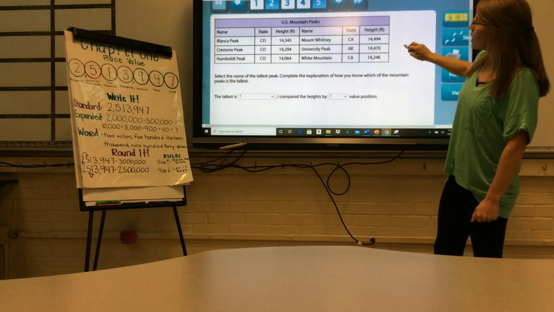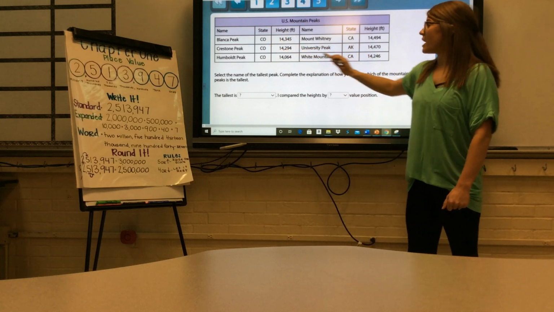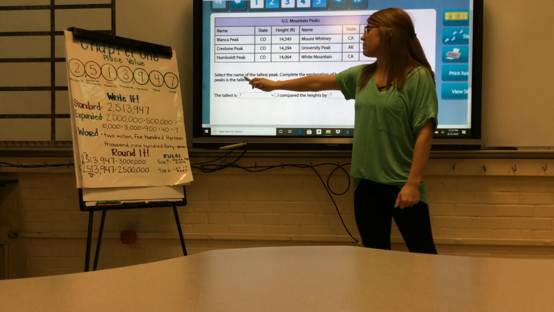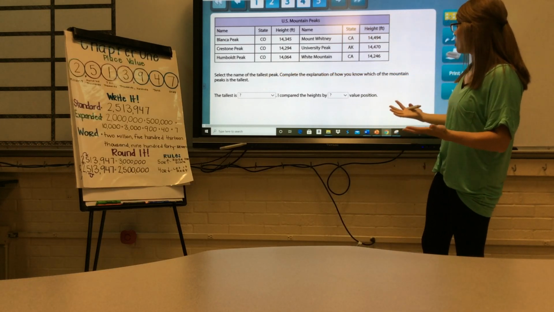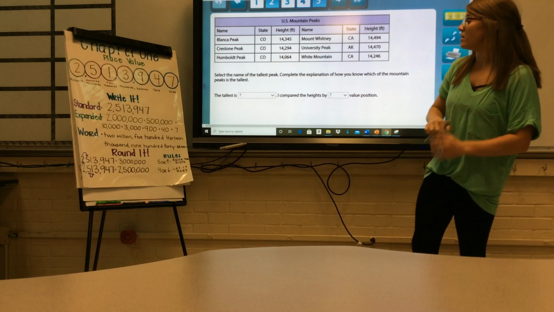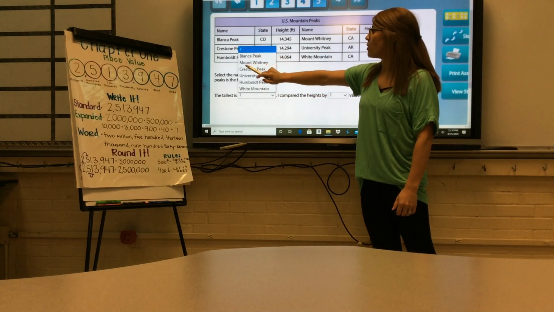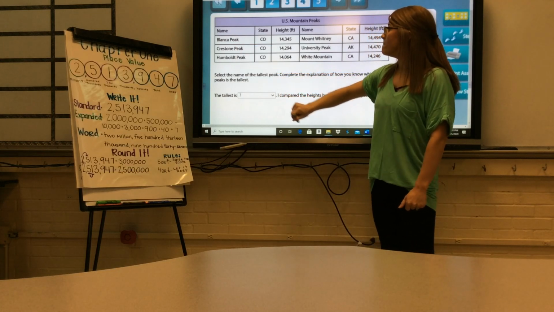Number 4. Again, we've got this same table right here with our mountain peaks and their heights. They want us to select the name of the tallest peak and complete the explanation of how you know which of the mountain peaks is the tallest. So they've given us some to choose from right here. We've got Blanca Peak, Mount Whitney, Crestone Peak, University Peak, Humboldt Peak, and White Mountain.